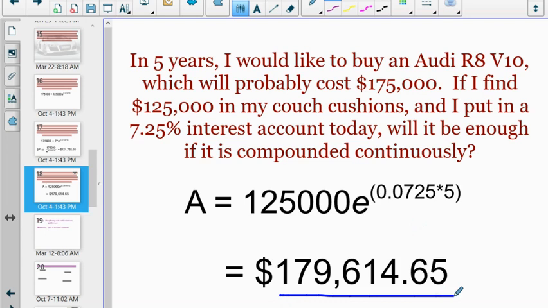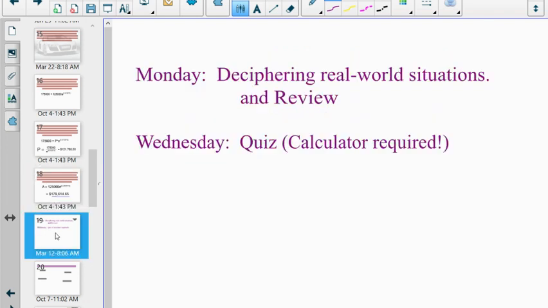I'm getting the same answer. I have enough. This initial amount is enough that I'll have more than $175,000. I've even got $4,600 extra dollars. I can use that to upgrade the stereo or something like that. So there we go. That is continuous growth.